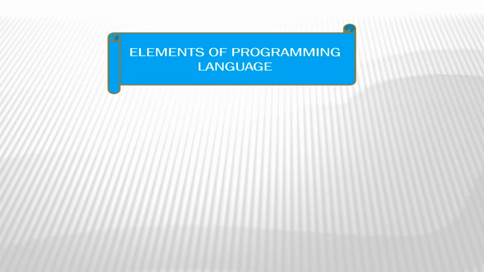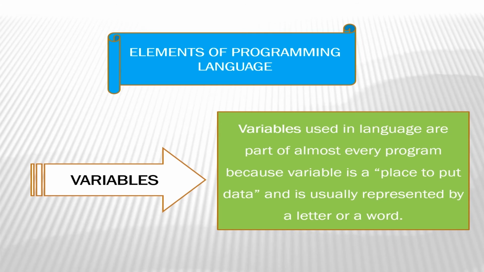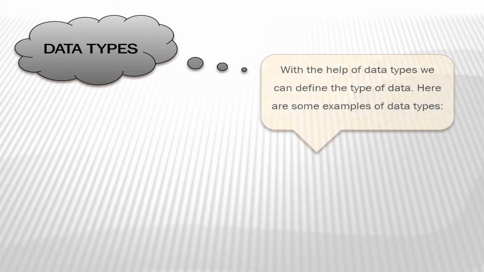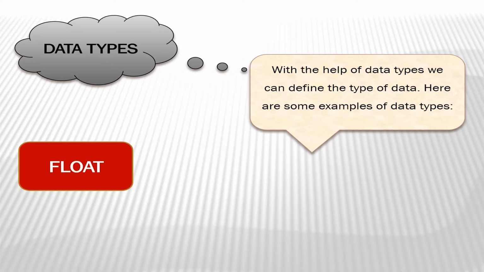All programming languages have certain features in common. Each program has a variable, which is a place to put data, and is usually represented by a letter or a word. Next, we have data types. With the help of data types, we can define the type of data being used in a program. Examples of data types include floats. These are numbers with decimals in them.